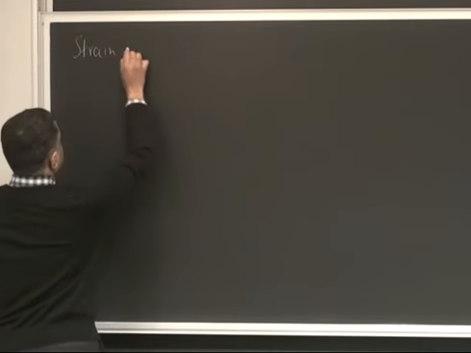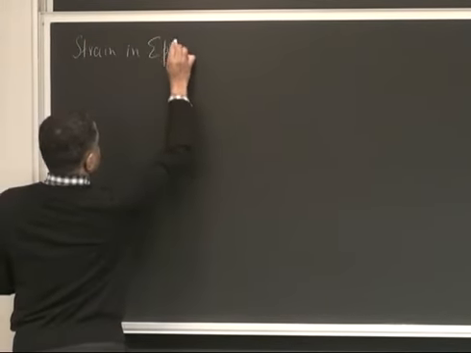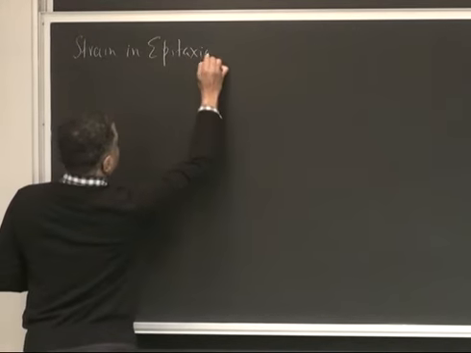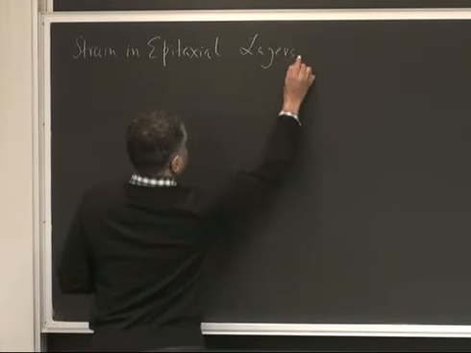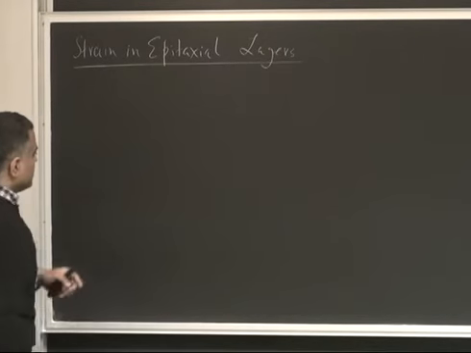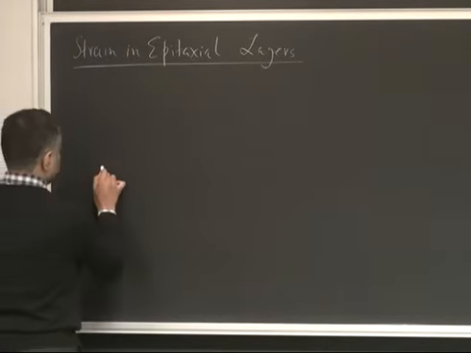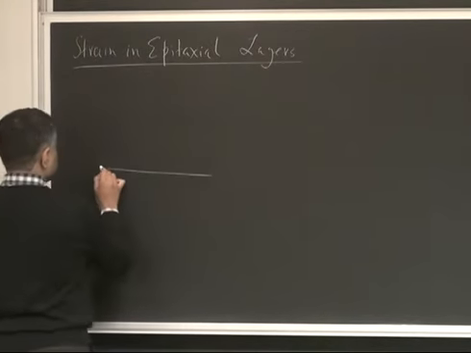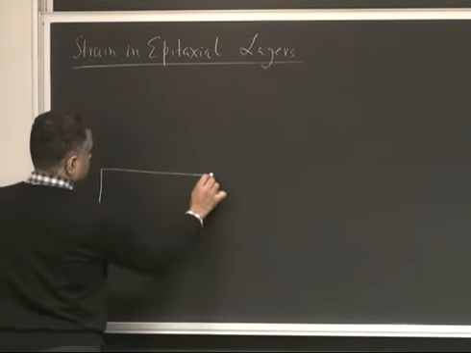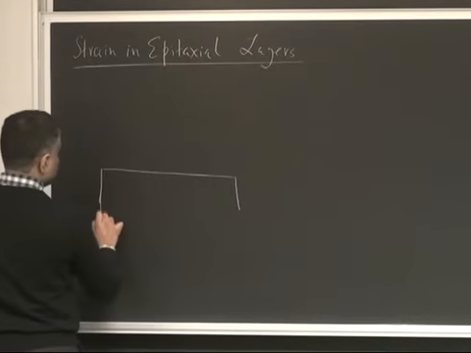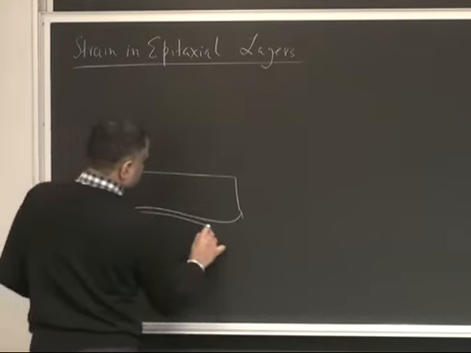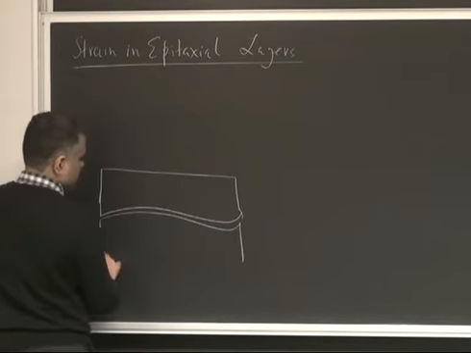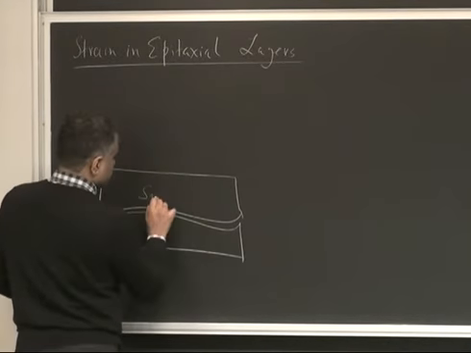We will basically be looking at strain in epitaxial layers, which can actually take many forms, and I'll indicate what I mean by that. Strain in an epi layer could be that I have a flat substrate of, say, gallium arsenide or gallium nitride, or any semiconductor, actually silicon for that matter. So this is your substrate.